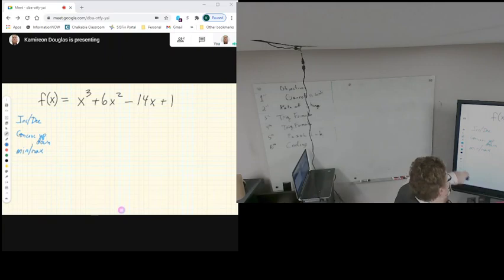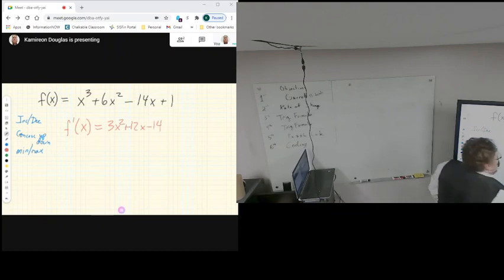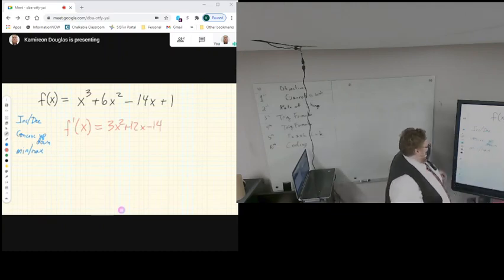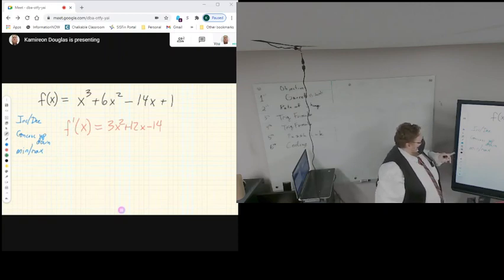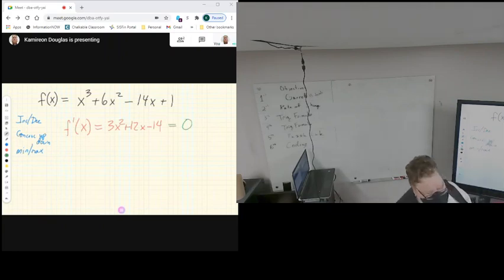Let's see what you remember. Here's our function: f of x is equal to x cubed plus 6x squared minus 14x plus 1. F prime of x is equal to 3x squared plus 12x minus 14. What do we do with that first derivative? Put it in the quadratic formula. I think the quadratic formula is fantastic here.